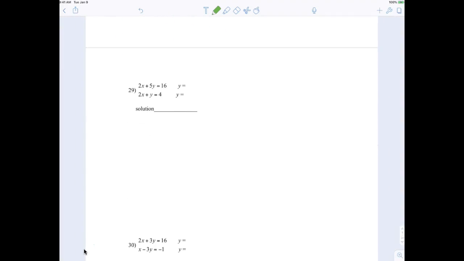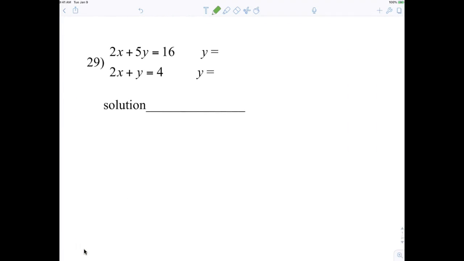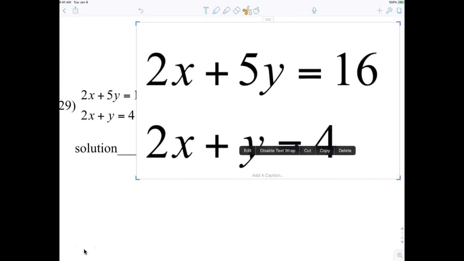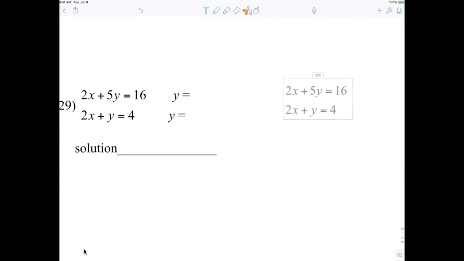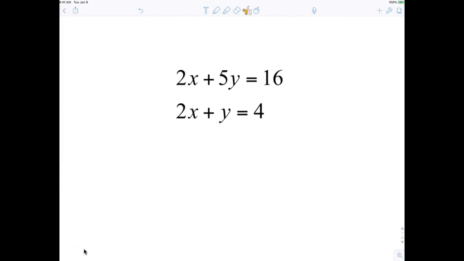Let's keep going. All right, 29, I like. What I'm going to do real quick for 29 is copy and paste it right over here. And for this now, I can just multiply by what? Negative 1. Yay, good job, guys. Multiply by negative 1, and when I do that, that becomes negative 2x minus 5y equals negative 16. Everybody good on this? And now we can add them.